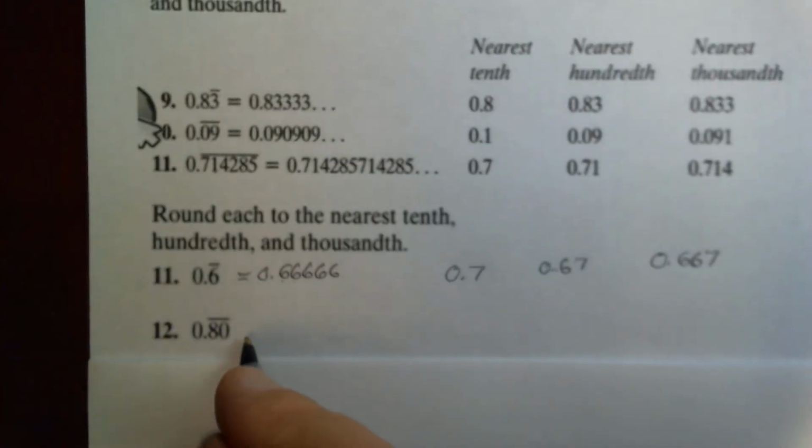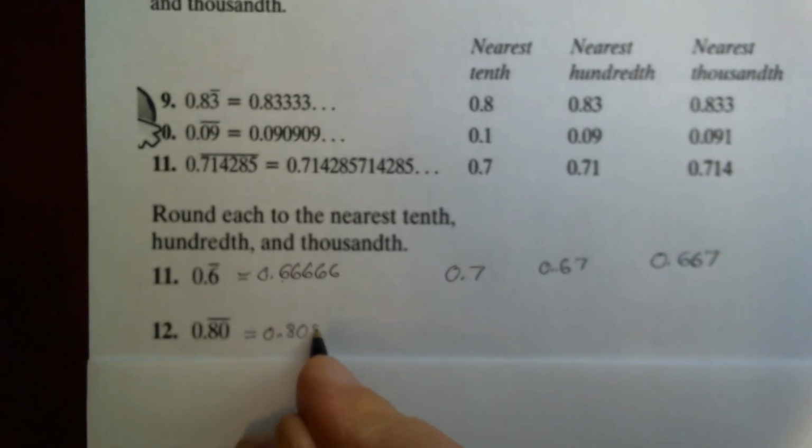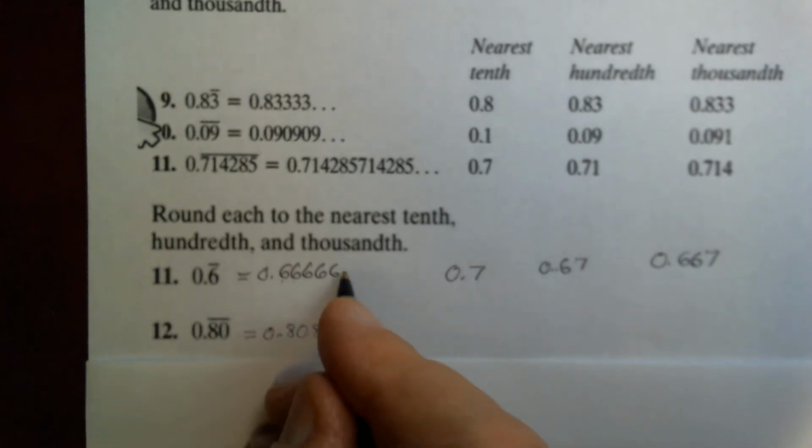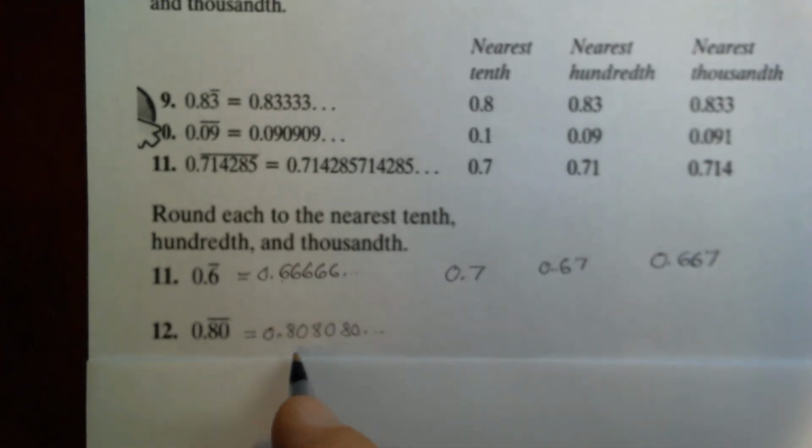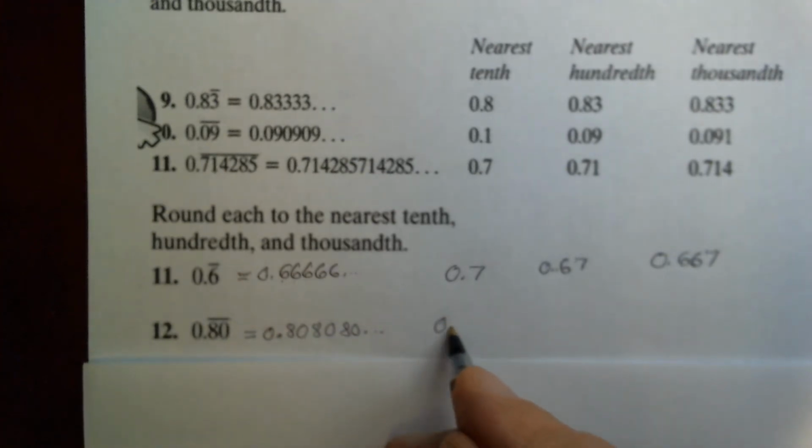And for number 12, this means 0.808080, etc. So to the nearest tenth, there would be 0.8 followed by 0. So we just round it down to 0.8.